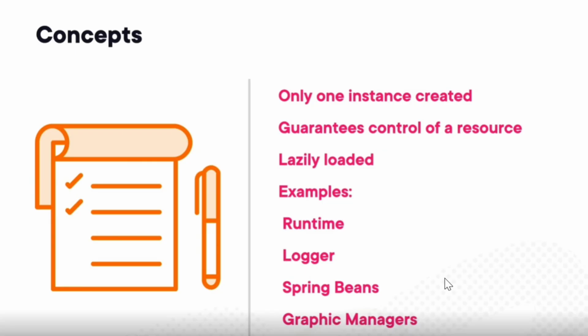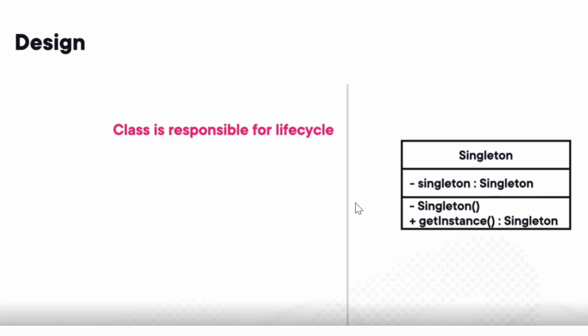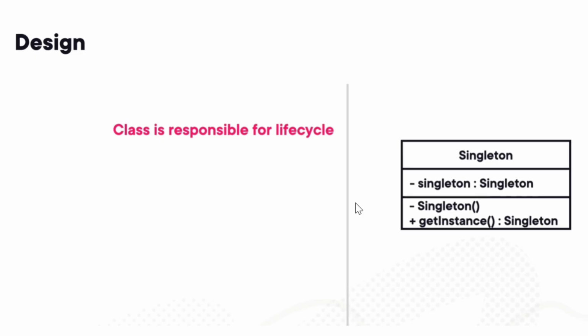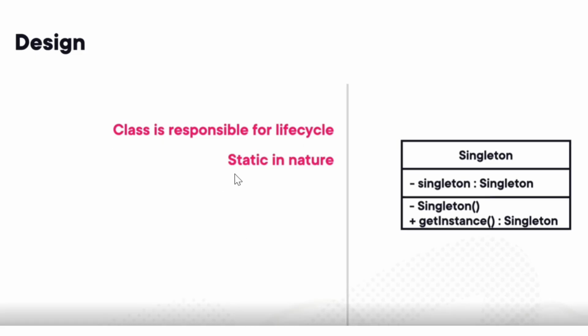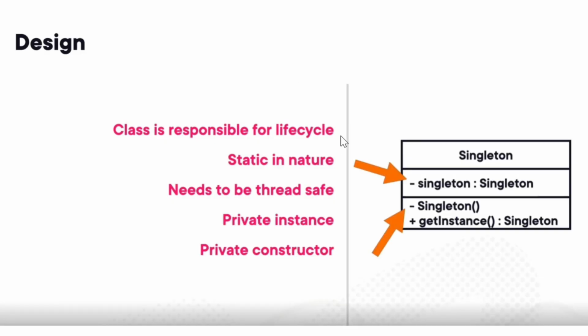Whenever we design a singleton design pattern, the class is responsible for the lifecycle. It is static in nature, it needs to be thread safe, and the instance needs to be private. Similarly, the constructor needs to be private. So you can see this diagram here. The minus sign indicates that it is a private instance. Here the constructor has a minus sign, which means the constructor is also private.